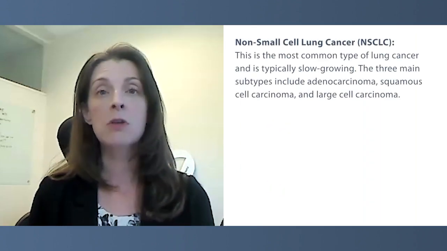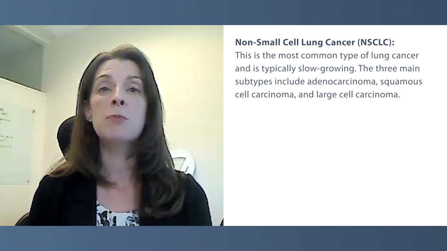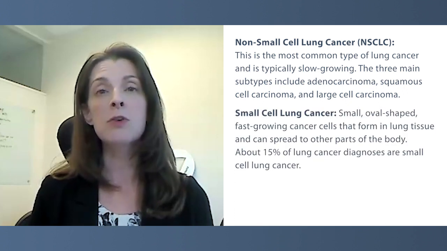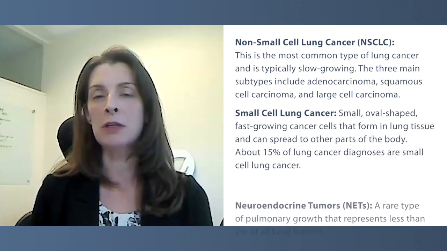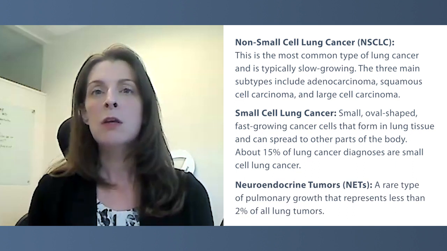And based on that initial pathology analysis, we can identify, usually pretty straightforward, what is the type of cancer that they see under the microscope. And so in very general terms, there are non-small cell lung cancers. There is a group called small cell lung cancers, and there's also a group called neuroendocrine cancers as well.